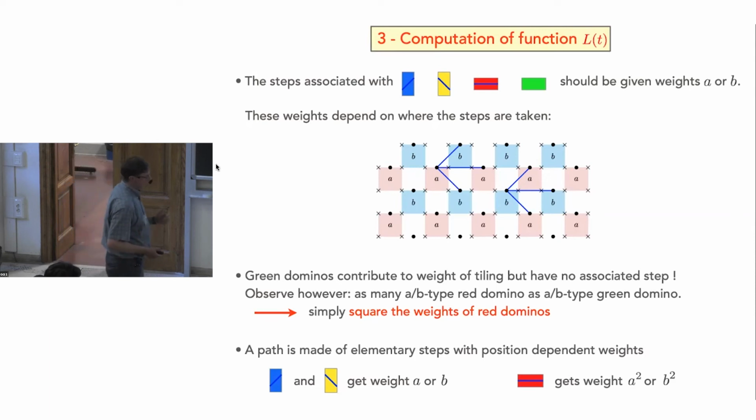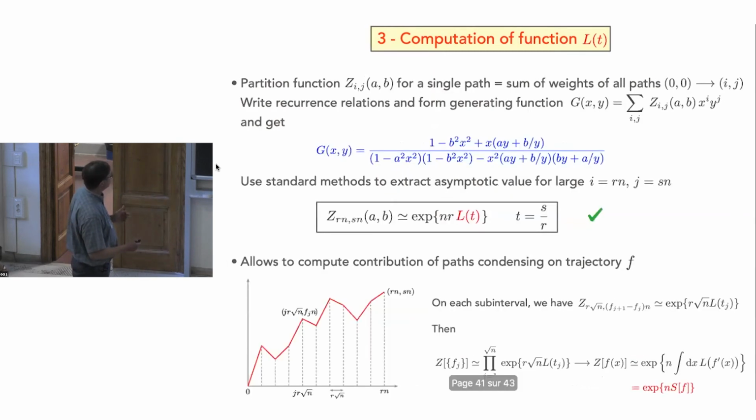But if you don't make sure that what you say is exactly equivalent, forget about the green dominoes, that's fine. But that's basically the argument that I gave here, I think. Right, then the next step is to first start with a single path going from, say, the origin to a given point ij. And this path is made up of these 3 elementary steps. And these steps have weights a or b, a squared or b squared, depending on the position of where the step is taken.